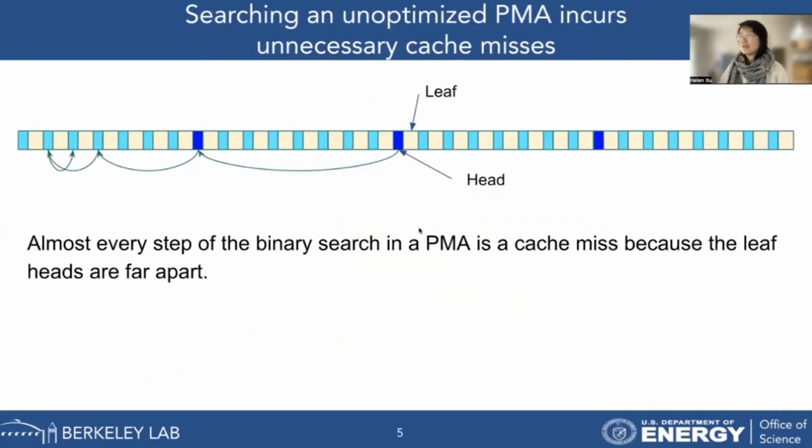This is the main issue with doing PMA searches. The PMA is stored as one giant contiguous array, and it's broken up into these logical pieces called leaves. Leaves each have a head, which is one element in the beginning that the binary search happens on. Unfortunately, when we do a binary search on these leaf heads, the jumps in the binary search are each far away from each other. So they incur cache misses almost every time we have to jump around in memory.